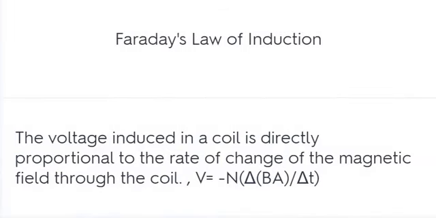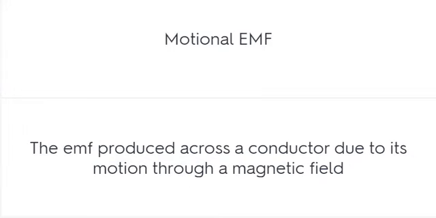Faraday's law of induction. The voltage induced in a coil is directly proportional to the rate of change of the magnetic field through the coil, V equals N dΦ/dt. Motional EMF. The EMF produced across a conductor due to its motion through a magnetic field.